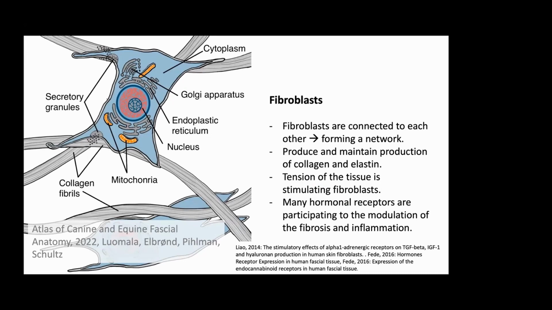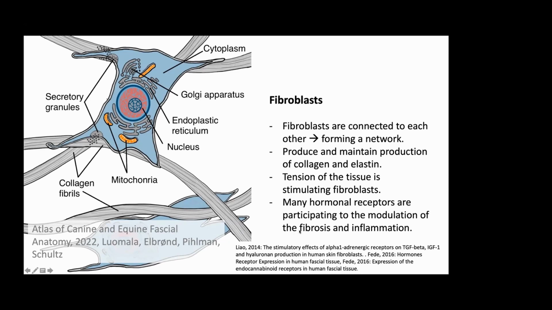Here, fibroblasts are really connected to each other and they are forming a network. And these ones are producing and maintaining the production of collagen and elastin. So when we are having tension and compression, the tissue is stimulating the fibroblasts. So we are having the orientation of the collagen fibers in different directions, and also many hormonal receptors are participating in the modulation of fibrosis and inflammation.